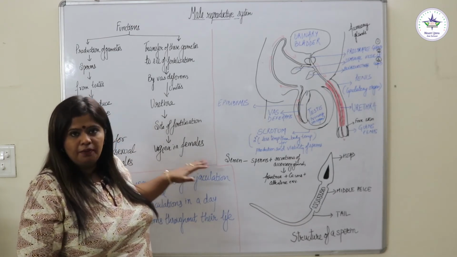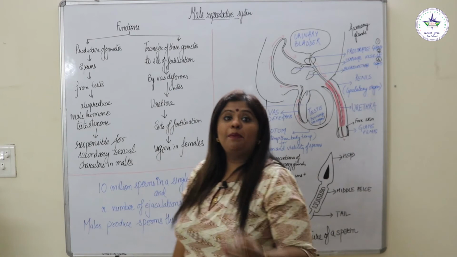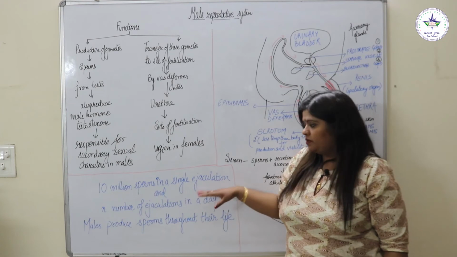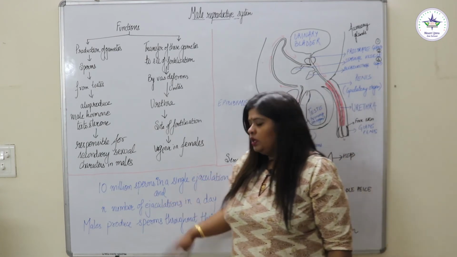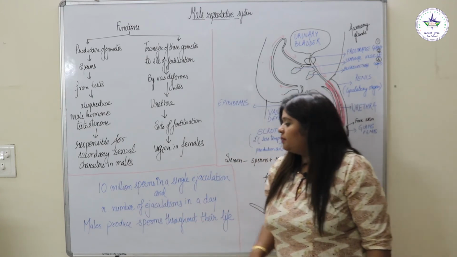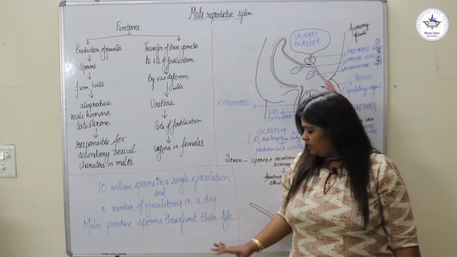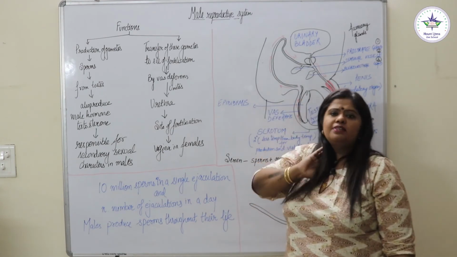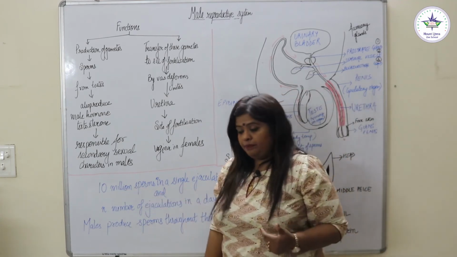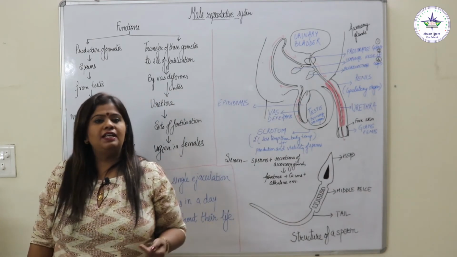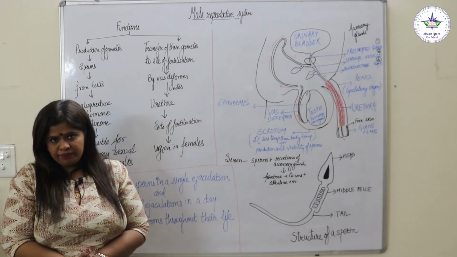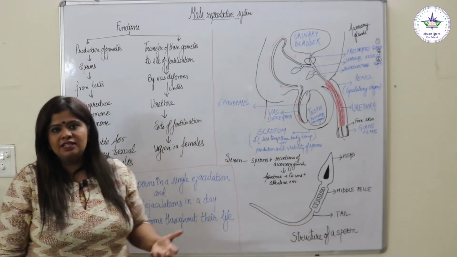In case of a human male, he is capable of giving out 10 million sperms in a single ejaculation, and that too n number of ejaculations in a single day. To add on, the male produces sperms throughout their lifetime. So you will be surprised by 10 million sperms. And there is a question again: if a male instead of producing 10 million sperms is able to produce only 5 million sperms, would he be able to produce a child? No, I would say no. Then the chances will decrease.